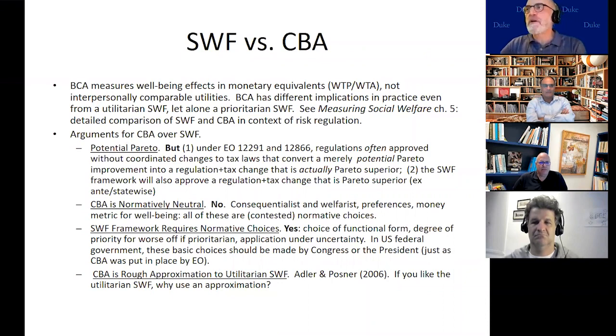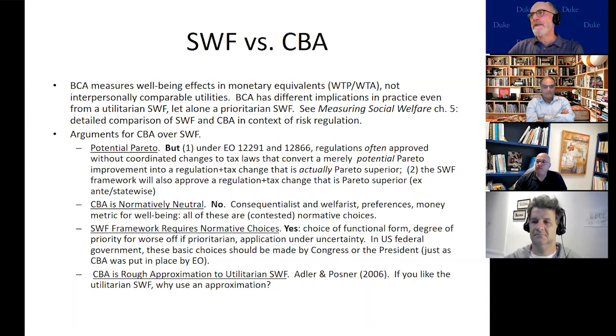Unlike the social welfare function approach, cost benefit analysis measures well-being using money. Money is the measuring rod. That's the big difference, right? For social welfare functions, the measuring rod is this interpersonally comparable measure of well-being. For cost benefit analysis, it's money.